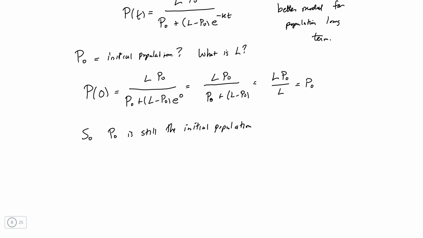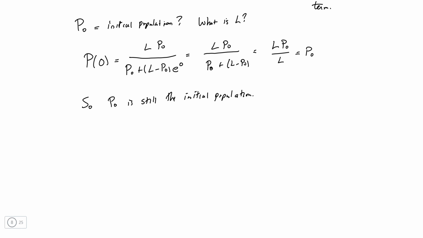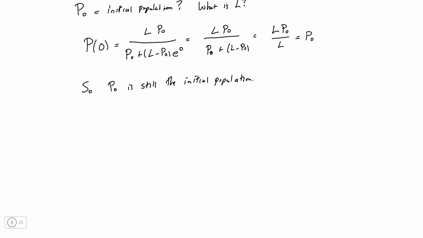So that's good. It still makes sense that we're using P0 for that constant. If it wasn't the initial population, we should have chosen a different thing to denote that. But now let's see what's happening to L. What is L? We said this is a better model of the population long term. So what does long term actually mean?